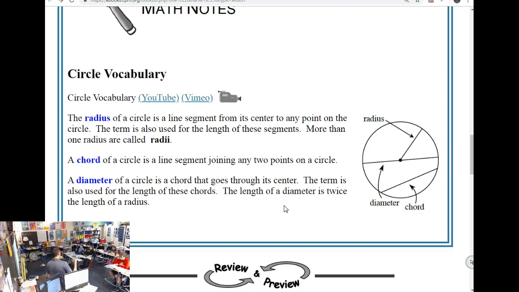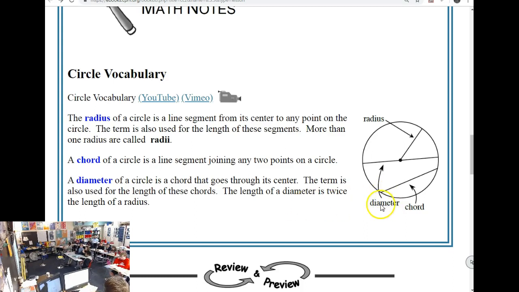When kids ask how do I remember this, the best thing I have for you is radius is a shorter word. Radius is going to be half the diameter, right? Because it's just from the middle out to the edge as opposed to all the way across through the middle. Any questions on parts of a circle? One of your homework questions that I chose deals with parts of a circle. Okay?